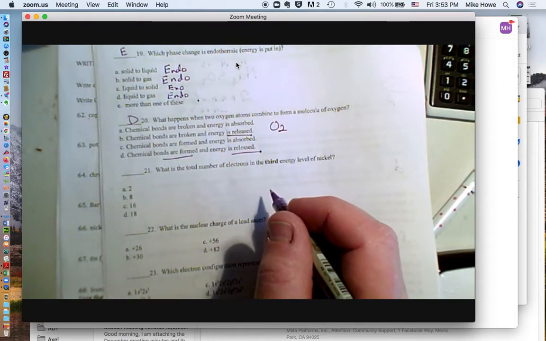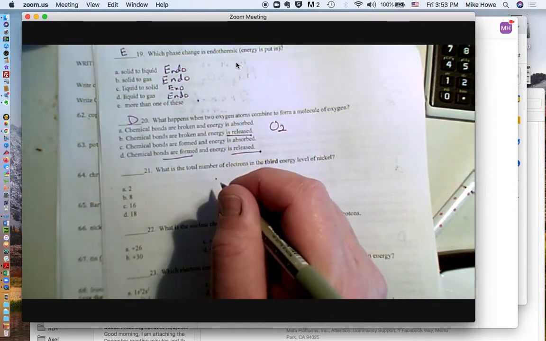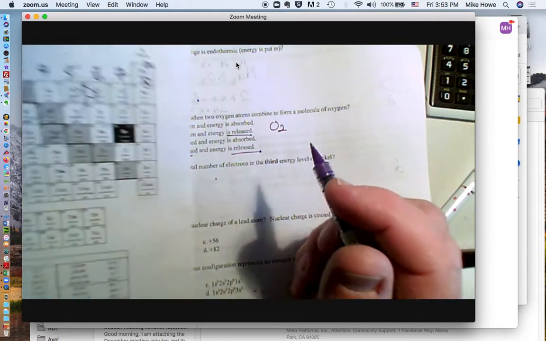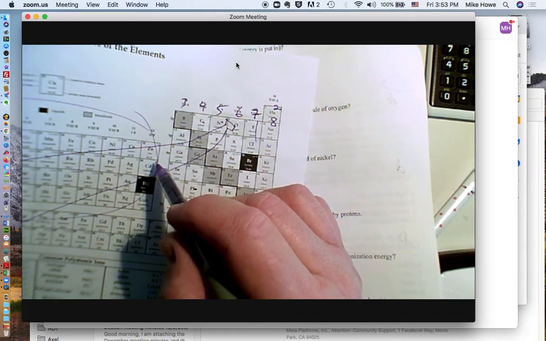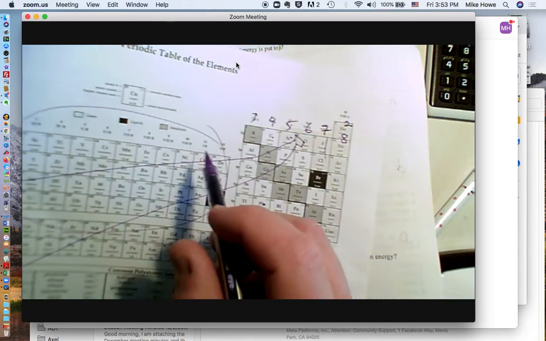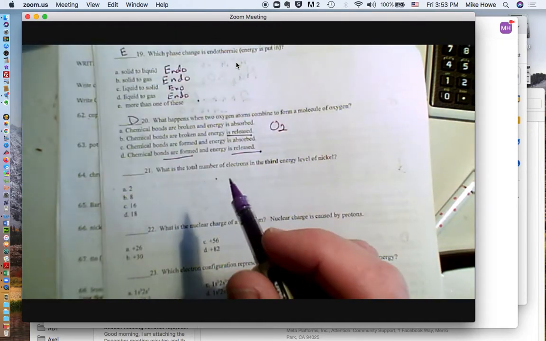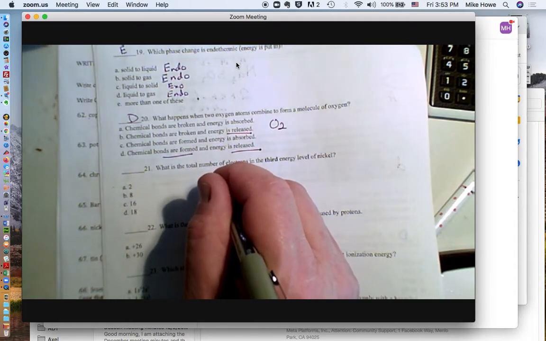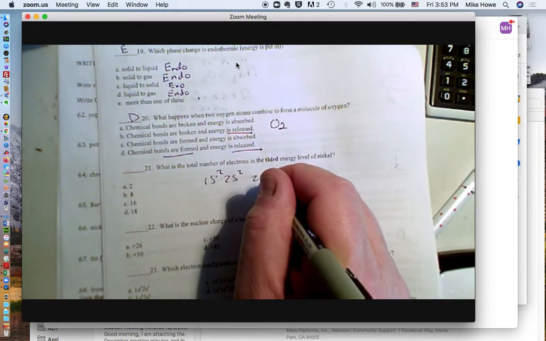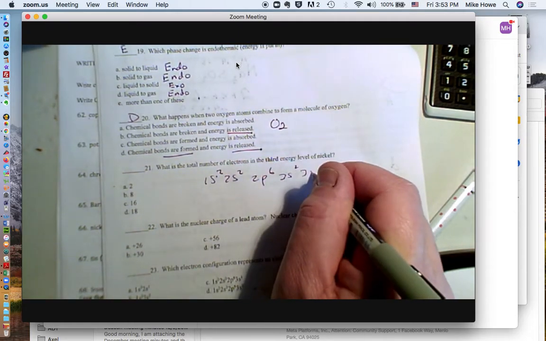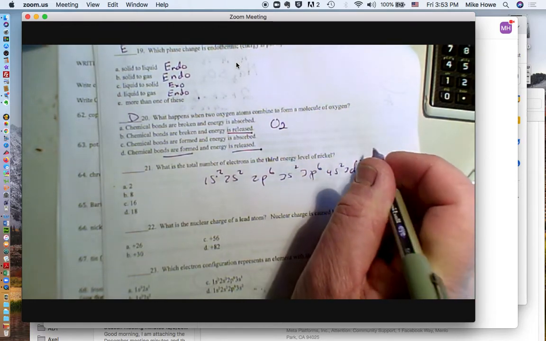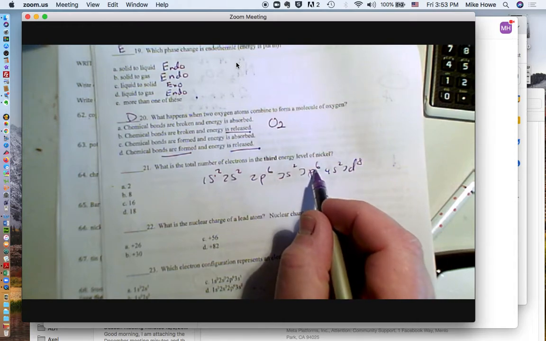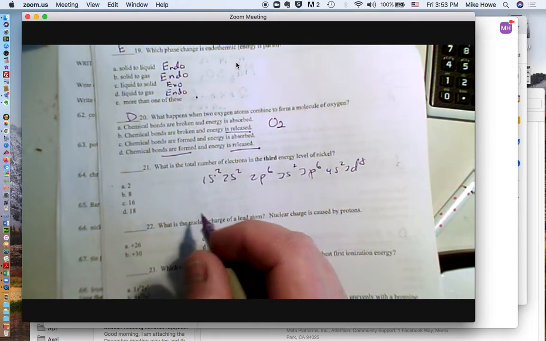Third energy level of nickel. So if you write the electron configuration for nickel, nickel has a 1s2, 2s2, 2p6, 3s2, 3p6, 4s2, 3d8. So 1s2, 2s2, 2p6, 3s2, 3p6, 4s2, 3d8. So 8 and 6 is 14, and 2 is 16.